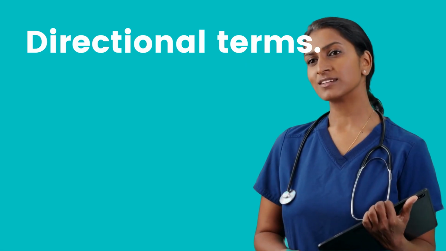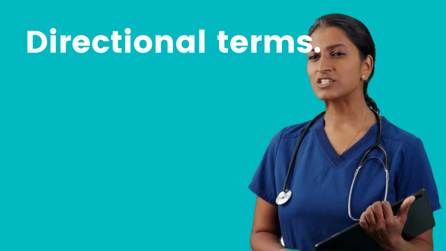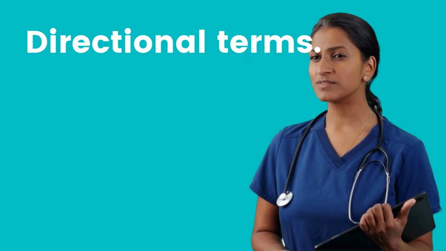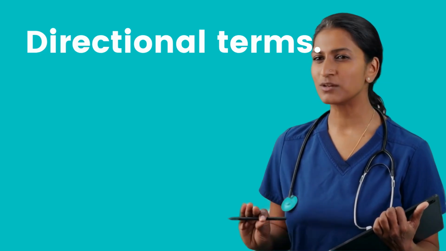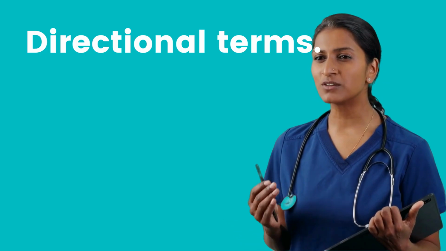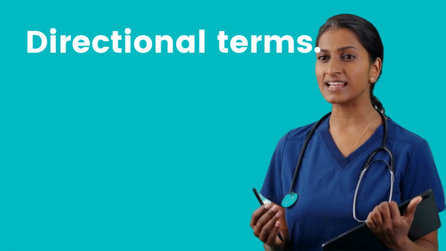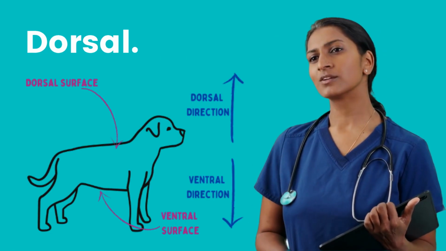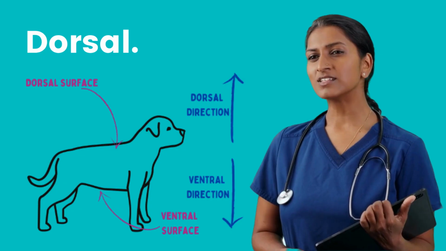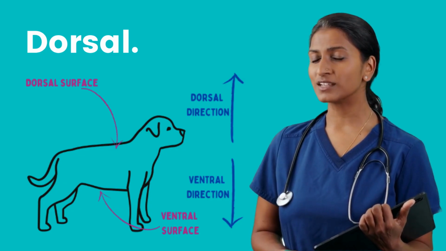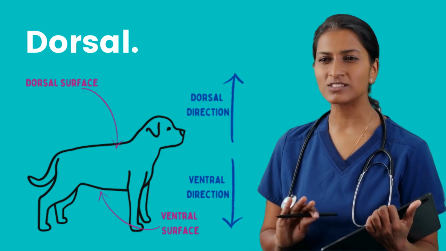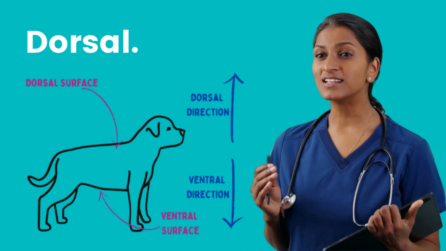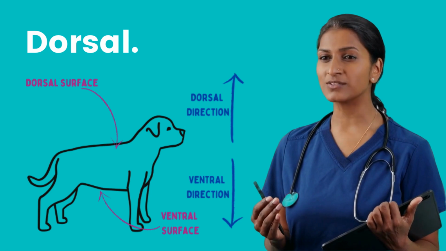Directional terms are used to describe the position, orientation, and relative locations of various body parts and structures in relation to one another. These terms provide a standardized and universally understood way of communicating anatomical information. Dorsal refers to the surface closest to the backbone, or in the direction of the backbone. For example, the spine is dorsal to the stomach. Dorsal recumbency means that the patient is lying on their back.